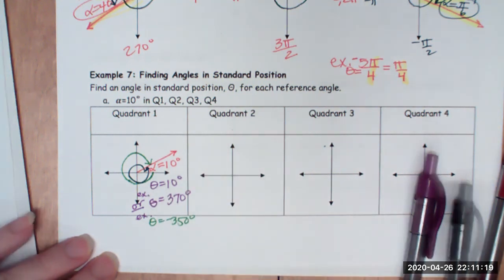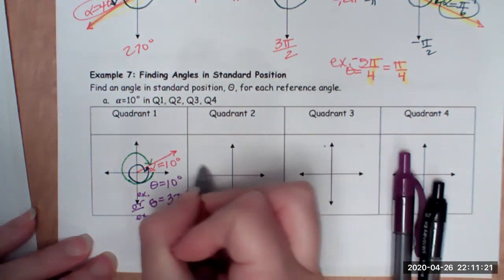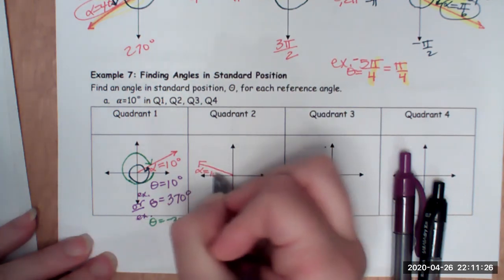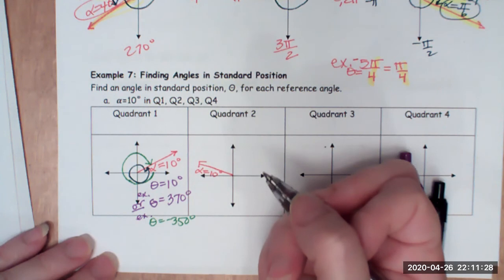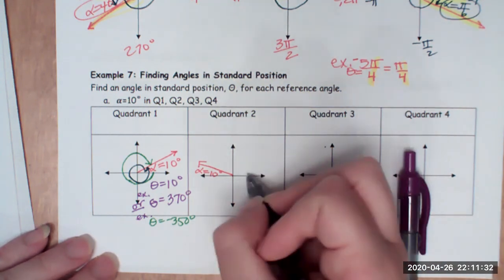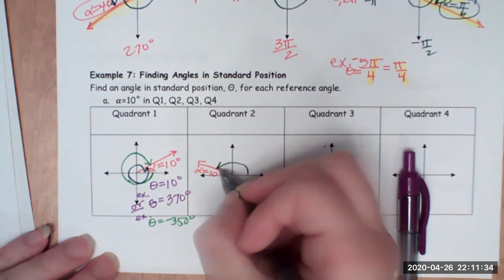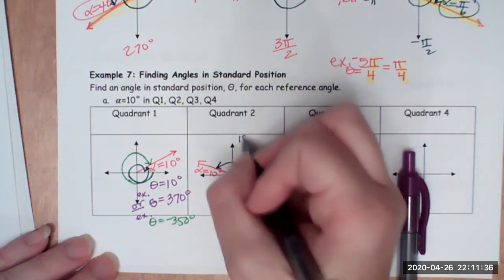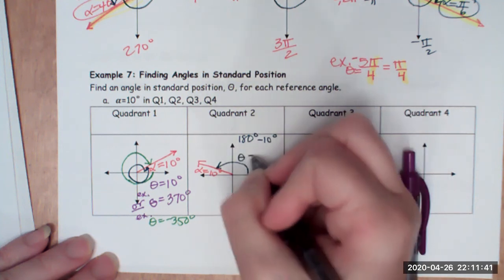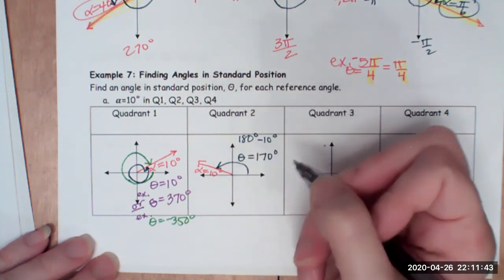Okay. In quadrant 2, here's the reference angle, alpha equals 10 degrees, okay? So if you think about what that theta would have to be, really simple, right? You could just say 180 minus 10, and so theta would equal 170 degrees, okay?